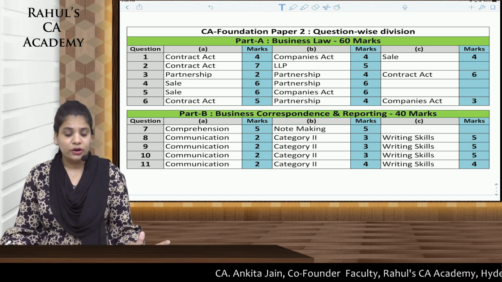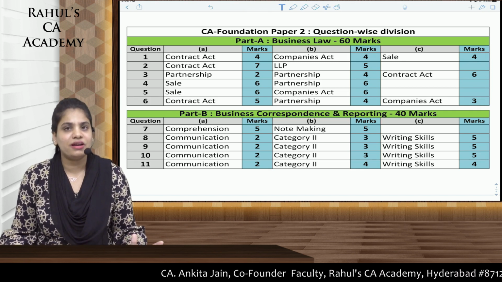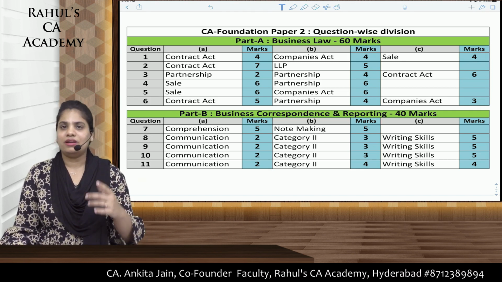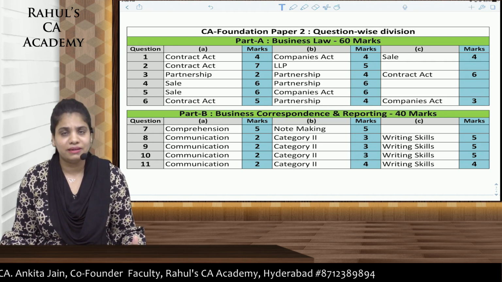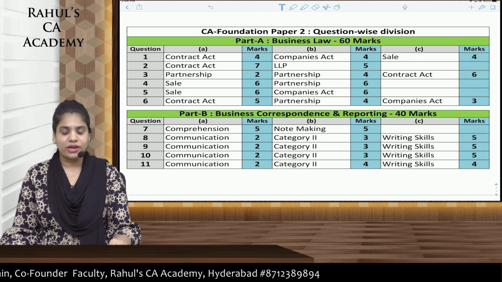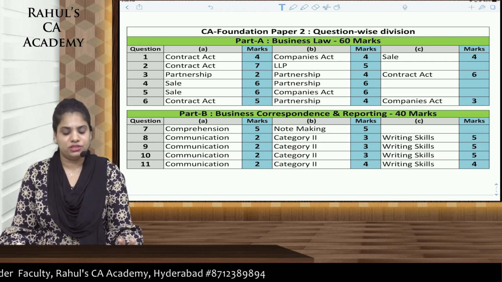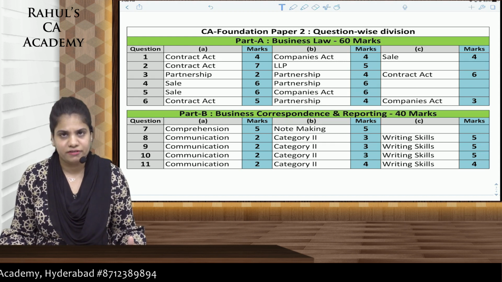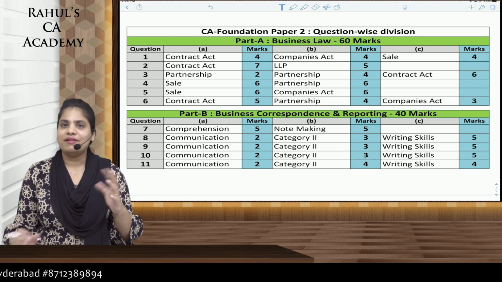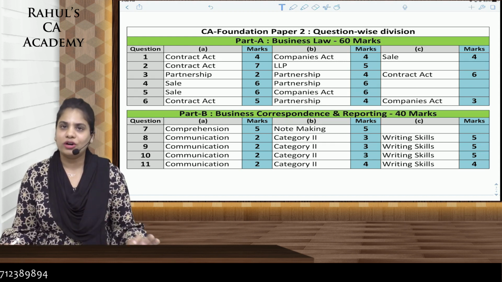You can see in the Law paper, mostly the questions are between either 4, 5 or 6 marks, and 1 or 2 questions of 2 and 3 marks, right? Now, this question that you can see, Contract Act, Question number 2, sometimes it is either a single question of 7 marks or it is divided into a 5 marker and a 2 marker.